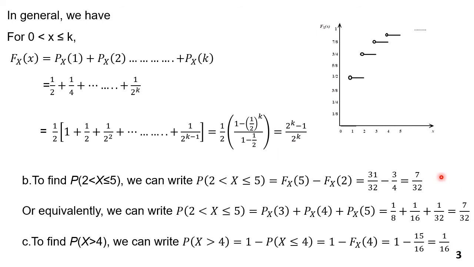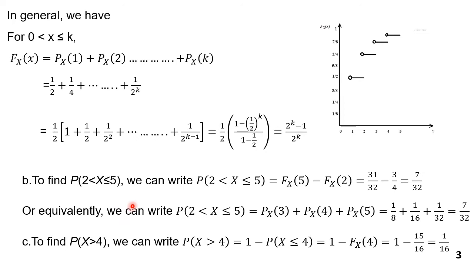This is the CDF plot we have. Between 0 to 1 it is 0, 1 to 2 it is half, 2 to 3 it is 3 by 4, 3 to 4 it is 7 by 8, and so on.